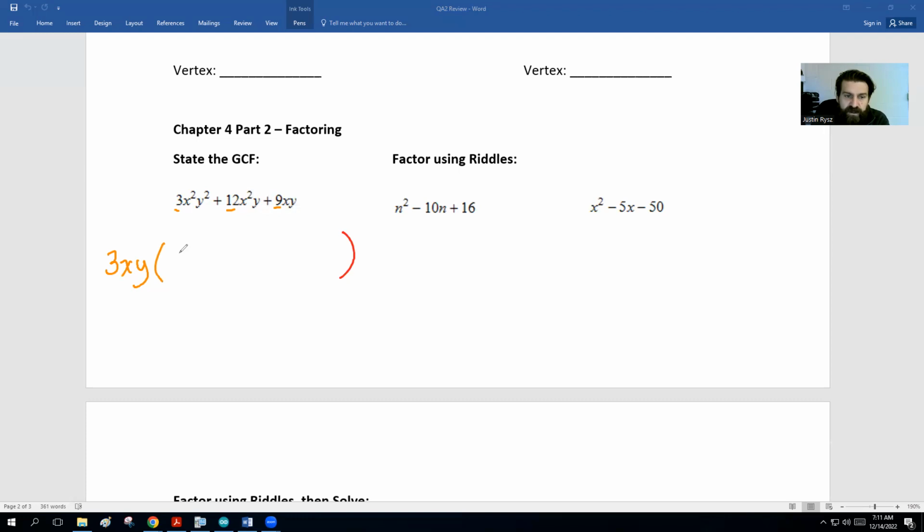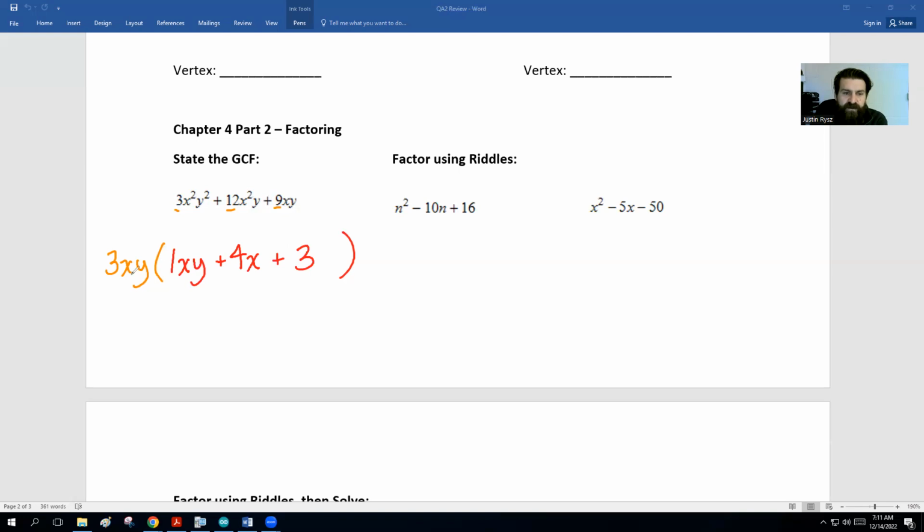All right, so 3 divided by 3 is 1. And then if we had an x squared, got rid of an x, that means there's 1 left over. Same thing with y. If we had y squared, got rid of a y, we would have 1 left over. Moving on here with the 12. 12 divided by 3 is 4. We had x squared, got rid of an x, we'd still have 1 left over. We had a y and got rid of the y, there'd be no more y, so we're not going to put down a y. All right, and then 9 divided by 3 is 3.